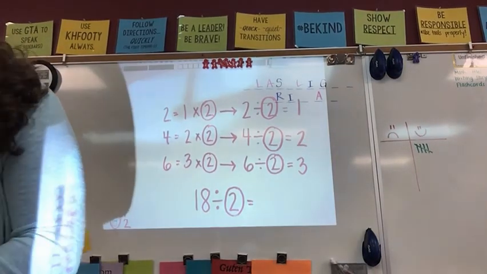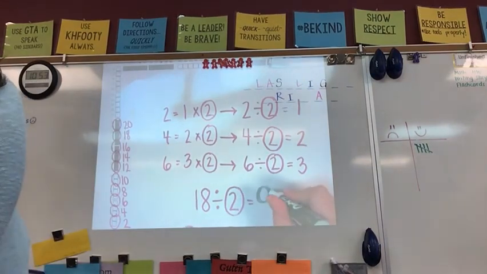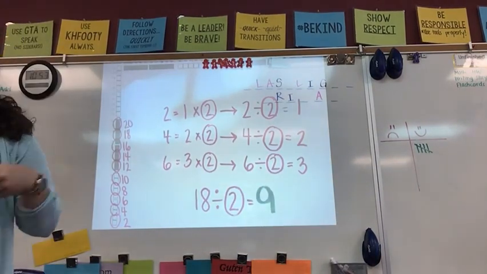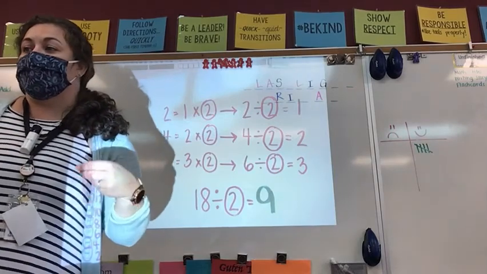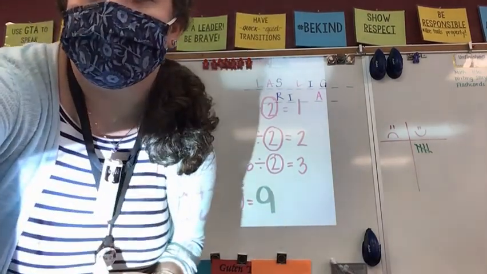I lost my pink marker. We will practice more of these, but you kind of get the idea. We are ready to move into our next activity. So go ahead and erase.